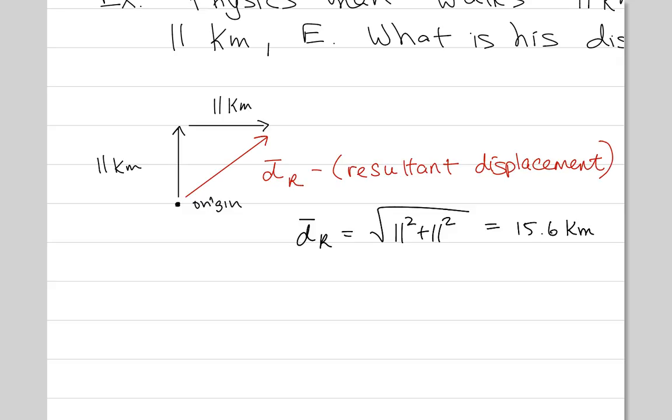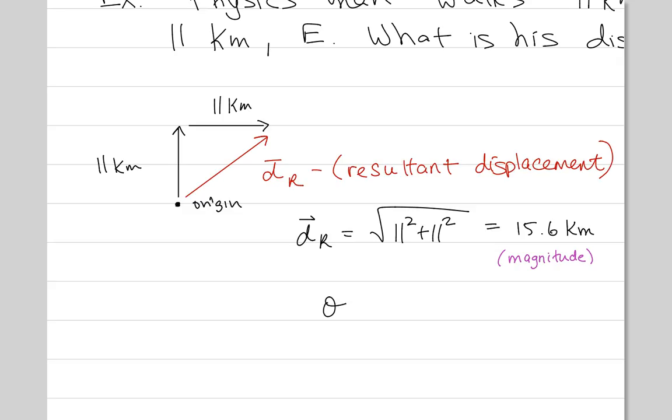So this displacement is not fully described quite yet. This vector only has the magnitude in there, right? So let's just put a little note on that. This is our magnitude. Now to fully describe the vector, we need the direction.